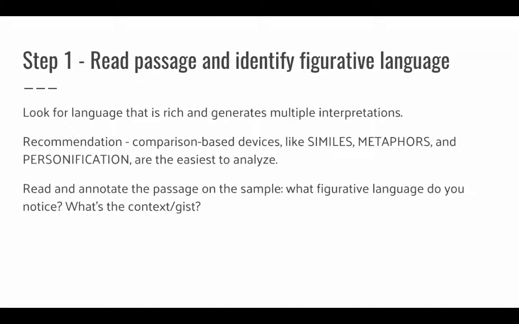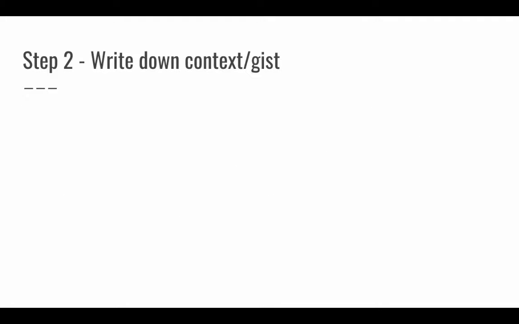You're looking for language that is rich and generates multiple interpretations. My recommendation would be to look for comparison-based devices like similes, metaphors, and personification because they're the easiest to analyze. As you read and annotate the passage on the sample, think about what figurative language do you notice? What's the context and what's the gist of the passage that you found? Go ahead and read that now. When you're done reading, write down the context or the gist of your passage.